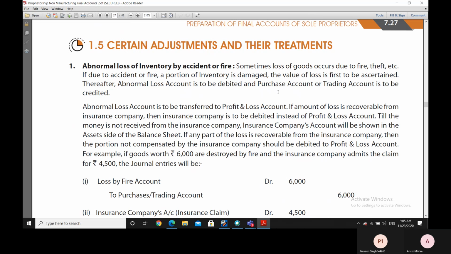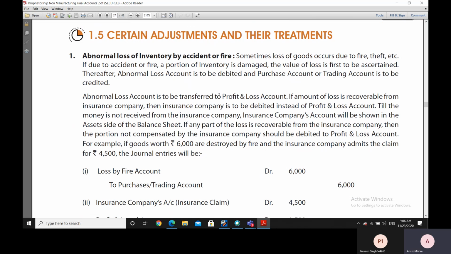and we credit the purchase account. Because so far, when we had purchased the inventory, we had debited the purchase account and credited the party from whom we have purchased. Now this purchase of goods that we have got has got damaged. So we need to reduce it from the purchase itself. Therefore, we credit the purchase and debit the abnormal loss account with the value of the loss that we have estimated or ascertained.